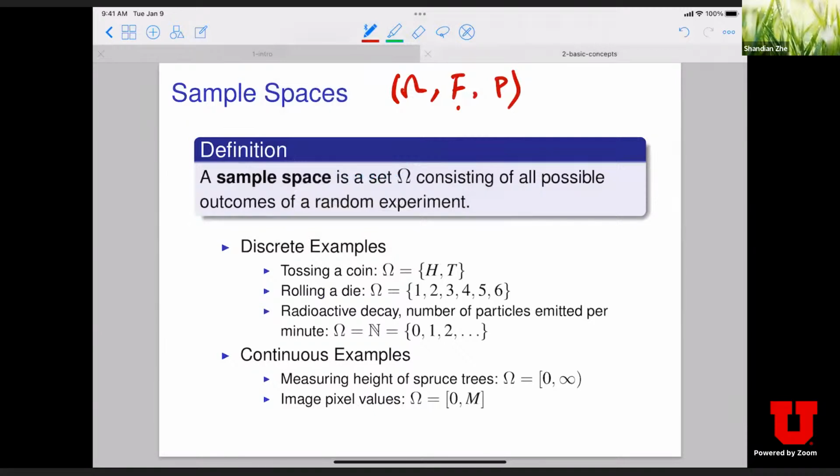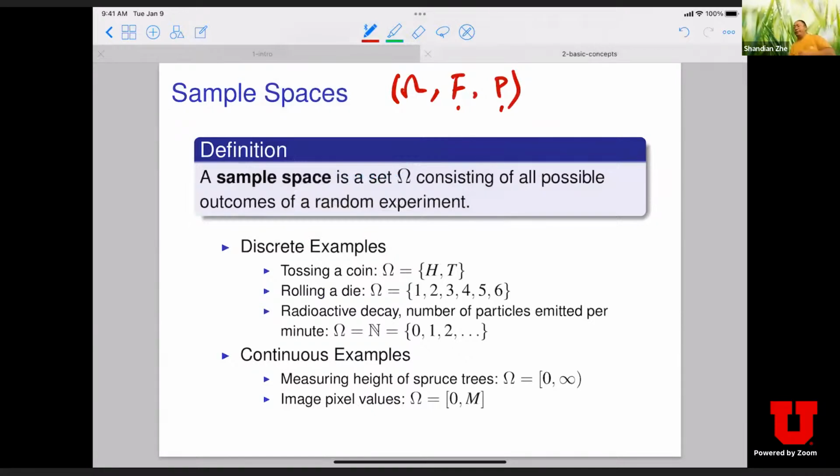So actually, you can view the event space as all possible valid events constructed based upon the elements in the sample space. And then the probability measure just tells you what kind of probability I'm going to assign to each possible event in my event space.